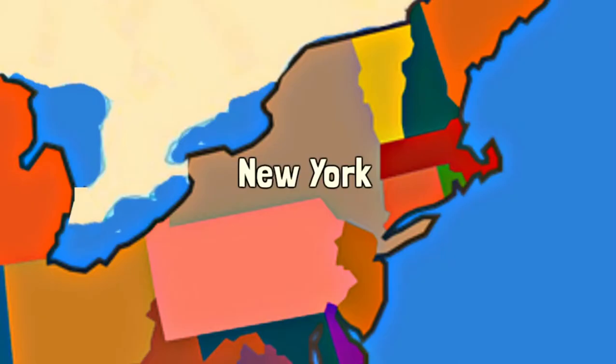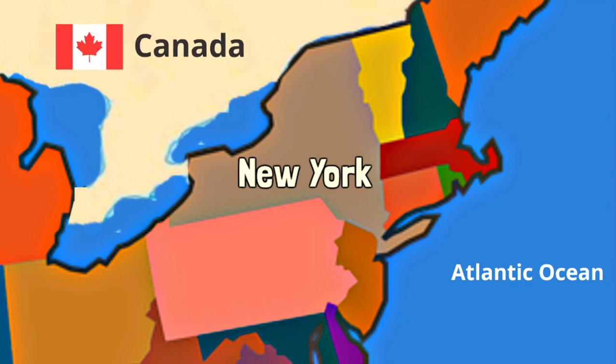The state of New York is on the eastern coastline of the United States. So, it's bordered by the Atlantic Ocean to the east. Then, on the other side of the state of New York, bordering New York to the west and to the north, is the country of Canada.